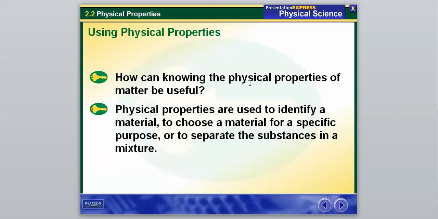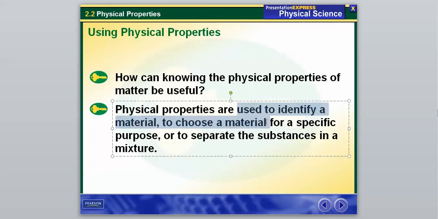So again, there has to be a reason why we know if an object has a certain density, or if it's malleable, or if it's a good conductor of electricity. The reason why we want to know those physical properties is because they can be used to identify material, to choose a material for a specific purpose, or to separate the substances in a mixture. So that is really important. There are practical uses for knowing what the physical properties of the material are.